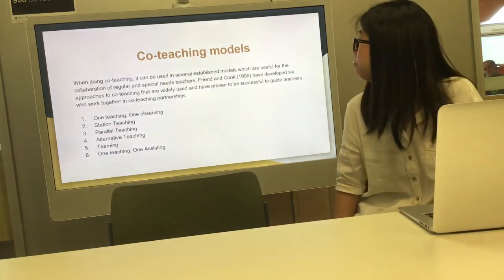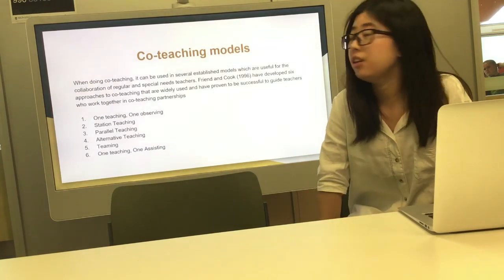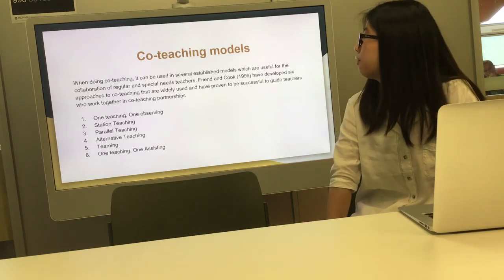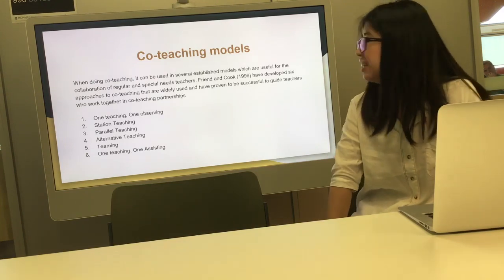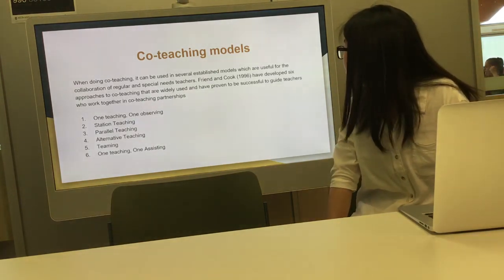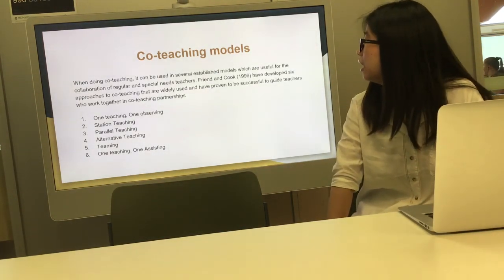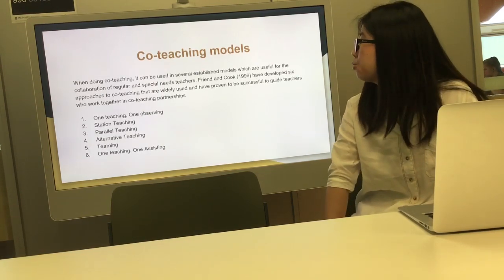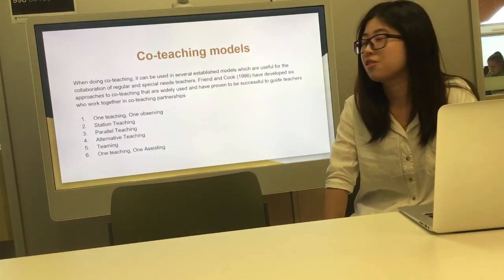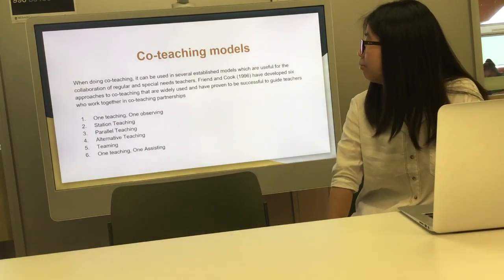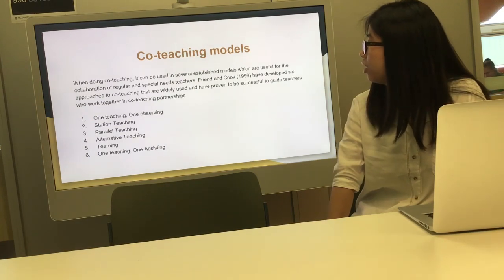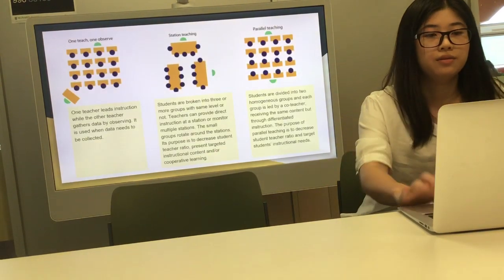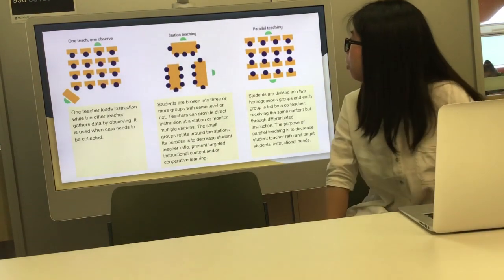So for the co-teaching models, co-teaching can be used in several established models which are useful for the collaboration of regular and special needs teachers. In 1996, Friend and Cook developed 6 approaches to co-teaching that are widely used and have proven successful in guiding teachers who work together in co-teaching partnerships. The six are one teach one observe, station teaching, parallel teaching, alternative teaching, teaming, and one teach one assist. These are examples of the 6 models.